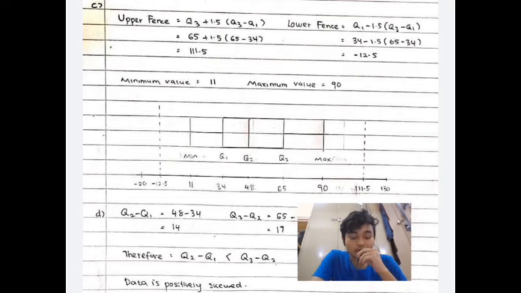We start by drawing dotted lines on the upper fence and lower fence, and then draw lines on the minimum, lower quartile, median, upper quartile, and maximum value. After that, we construct the box based on the lines.